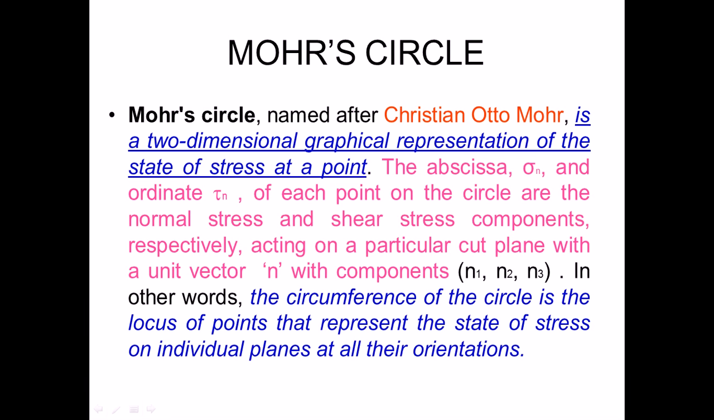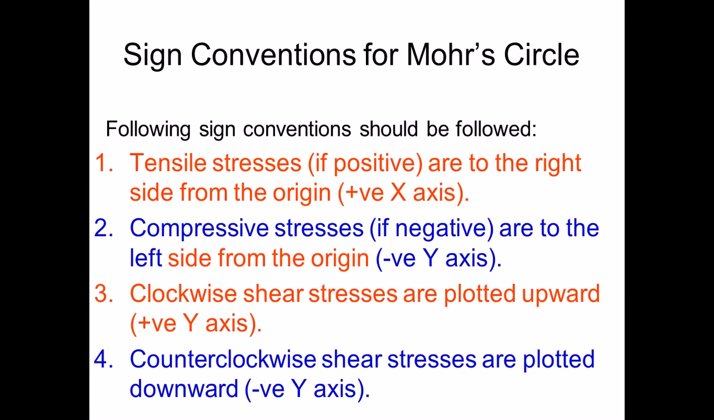So Mohr circle. Mohr circle is named after Christian Otto Mohr. It is a two-dimensional graphical representation of the state of stress at a point. The abscissa sigma n and the ordinate tau n of each point on the circle are the normal and shear stress components respectively, acting on a particular plane with a unit vector n with components n1, n2 and n3. In other words, the circumference of the circle is the locus of points that represent the state of stress on individual planes at all their orientations.